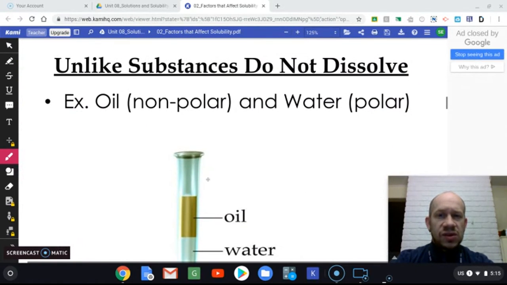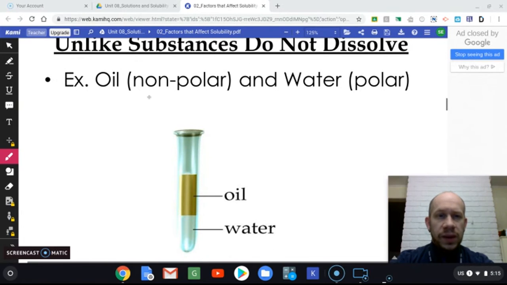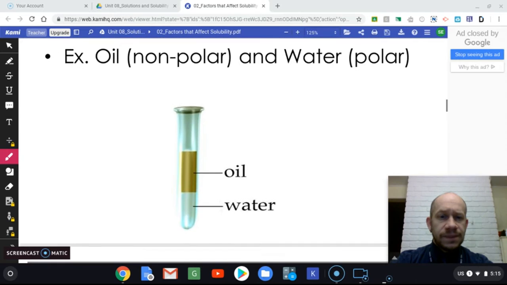If they are not alike, then they will not dissolve. Unlike substances do not dissolve, such as oil and water. Oil is nonpolar, and water is polar, and they will not mix.